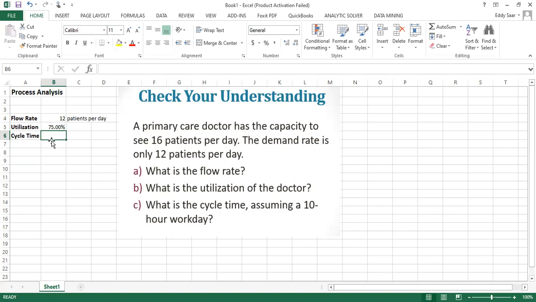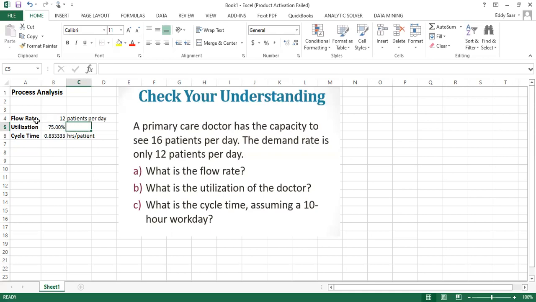Cycle time, which is what they're going to ask here: what is the cycle time, assuming a 10-hour workday? Cycle time is the time between the completion of two flow units, and it's the reciprocal of the flow rate, meaning it's 1 over the flow rate. The flow rate here is 12, so 1 over 12, right? But because we're assuming a 10-hour workday, what we're actually going to do is 10 over 12. And that gets us 0.833 hours per patient.